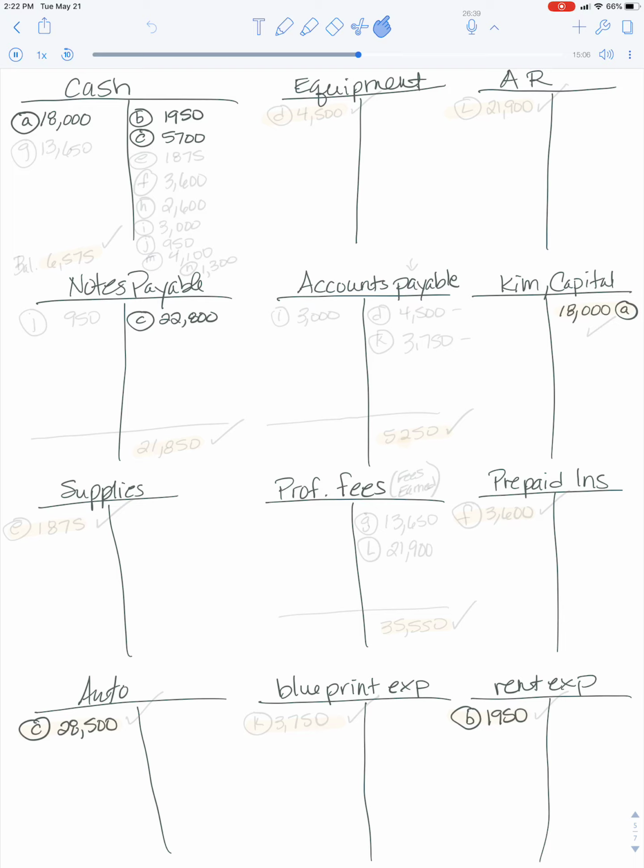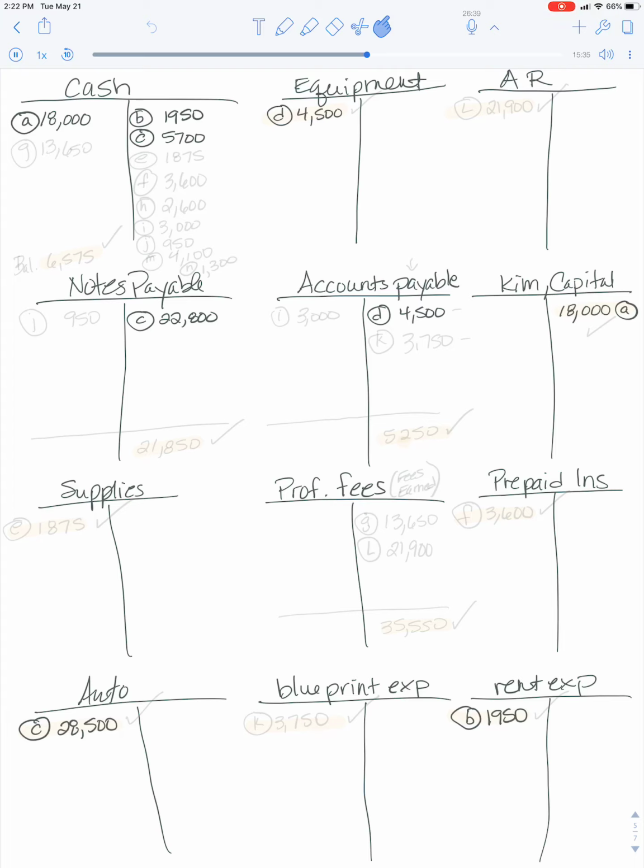Okay, D, we purchased office and computer equipment on account. So that means we did not pay cash. So the first thing that we need to do is debit our equipment. So that would be our asset for $4,500. And on account means we used accounts payable and not cash. So we're not going to credit cash. Cash didn't go down yet. We didn't use it yet. So use accounts payable.